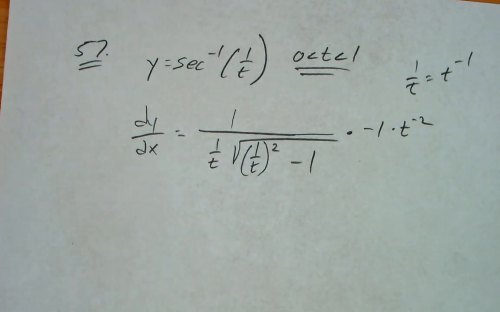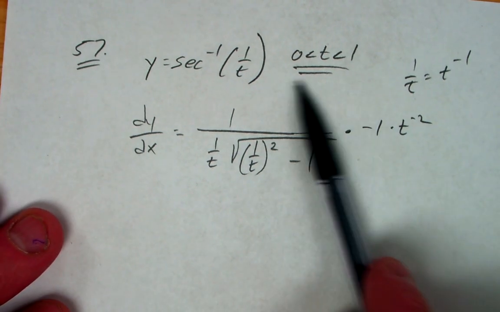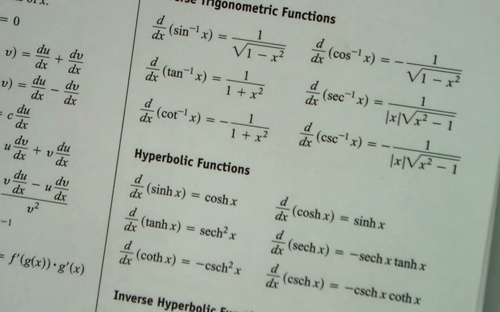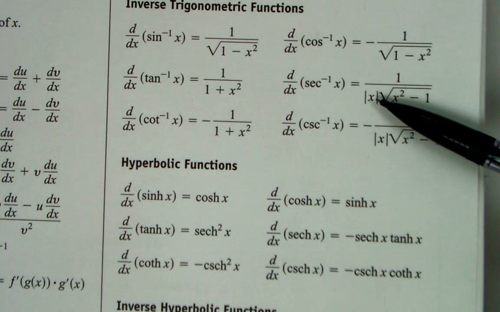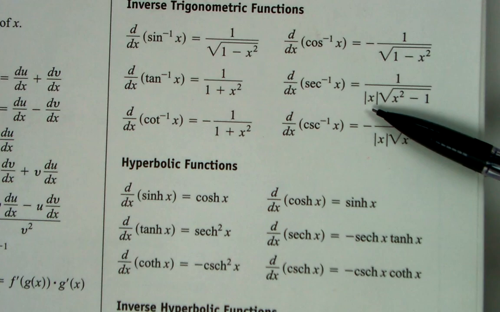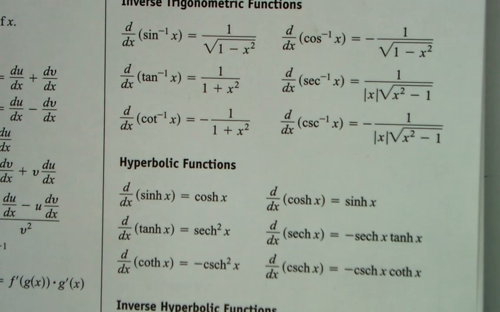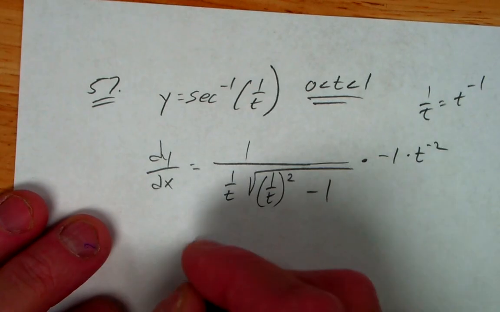Okay. Technically, the reason why they are throwing in the fact that 0 is less than t is less than 1, this is something I haven't discussed, but we're not gonna worry about it at all. There's an absolute value here, because if x was negative of some sort, they want this to be positive. In this case, t is positive, so 1 over t is positive, so we don't have to worry about that at all. Okay, so here we go.